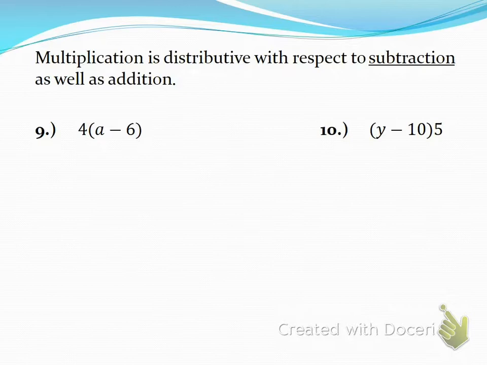So if we are distributing a positive number, that means our signs are not going to change. So what are we distributing on number 9? 4. A 4, a positive 4. So we have 4 times a. You can think about this a couple different ways. Some people prefer to just keep the minus sign and think about it as 4 times 6. That's one way of doing this. 4 times a is 4a minus 24.